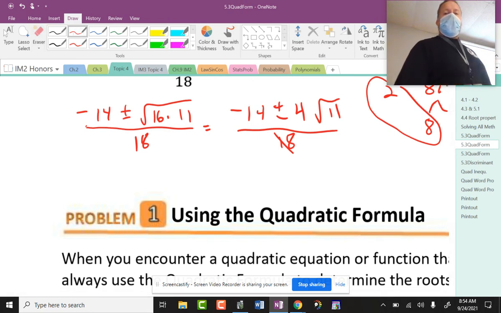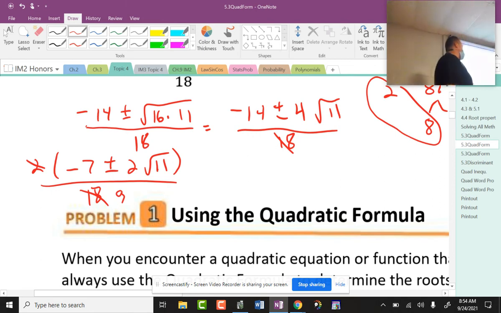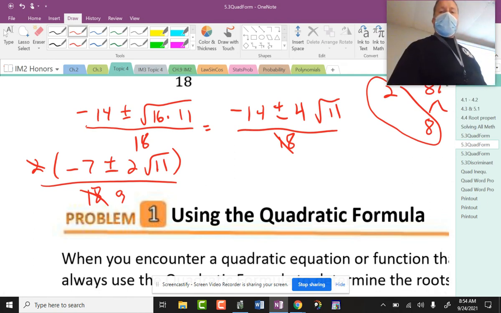You could factor out a 2 out of the top and then cancel. And now that 2 is free to cancel with that 18. Notice how the 2√11 is affected. That changed. Okay, so, or you can split this up into 2 separate fractions in your mind.